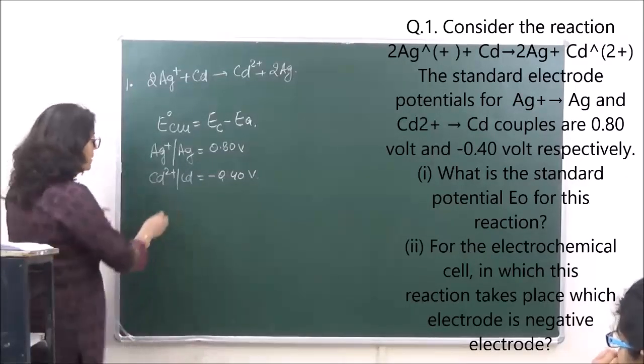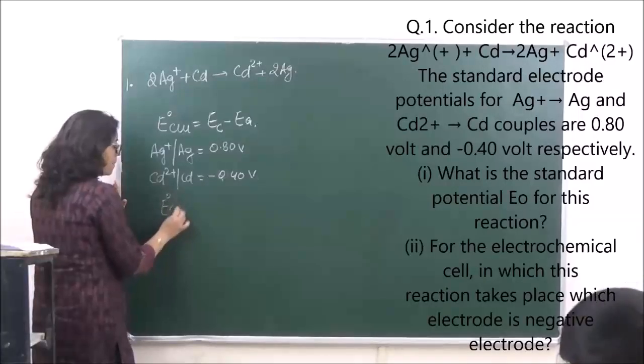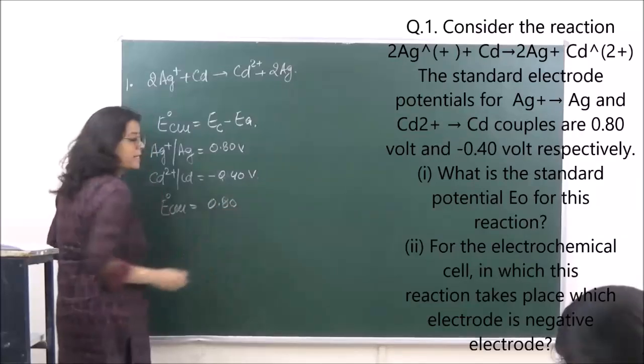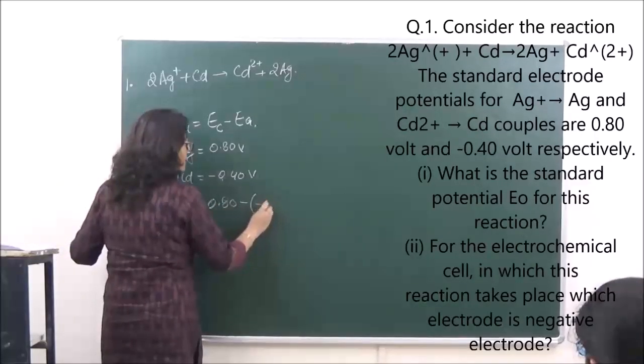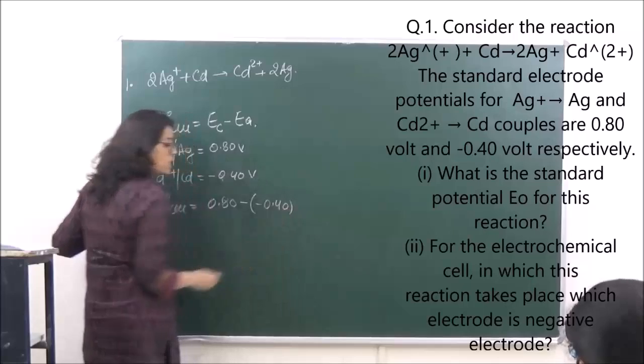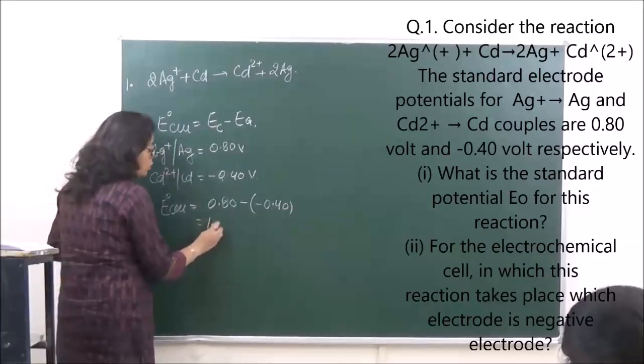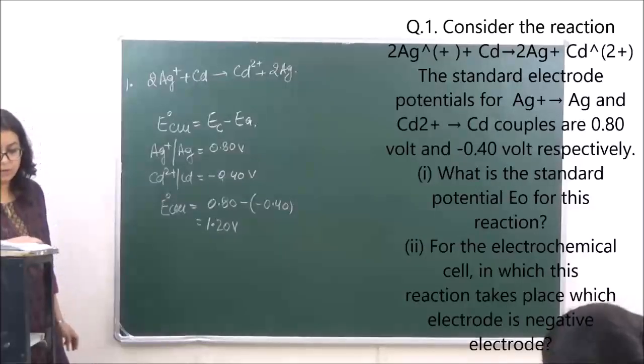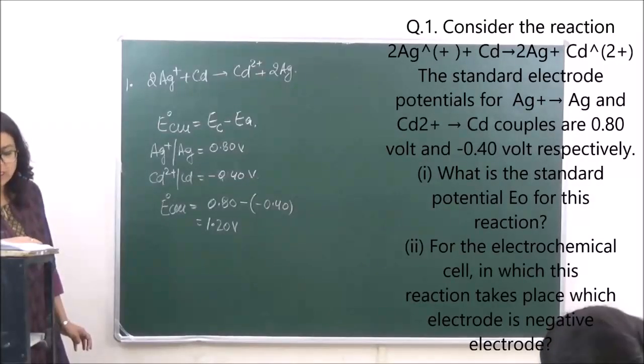ठीक है? So हमारे पास E naught cell क्या आ जाएगा? That will be equal to the larger value, 0.80, minus 0.40. That will become equal to 1.20 volt.